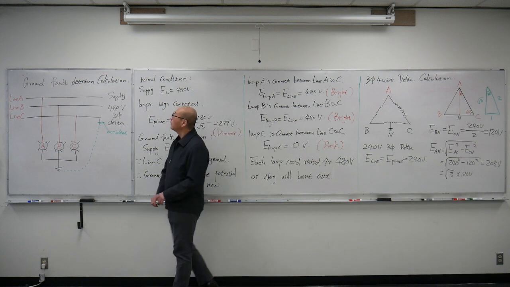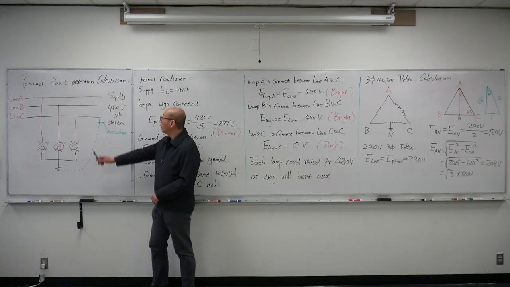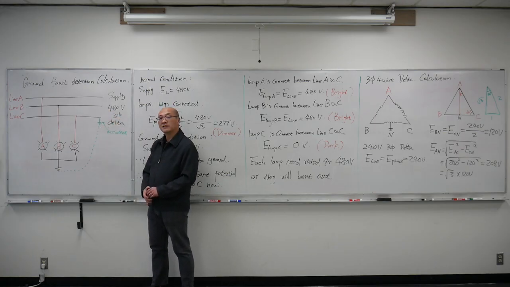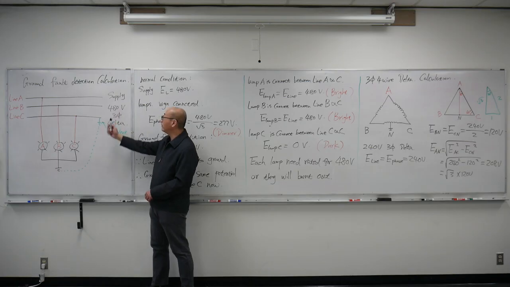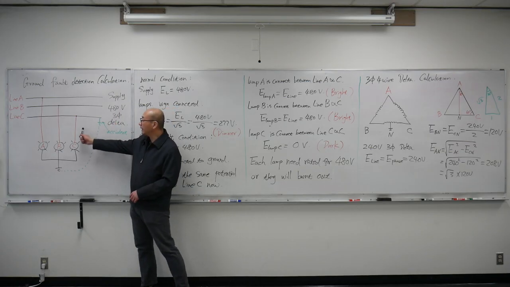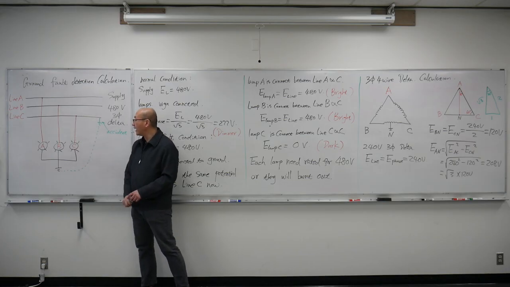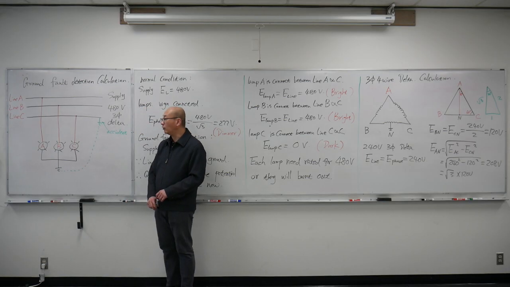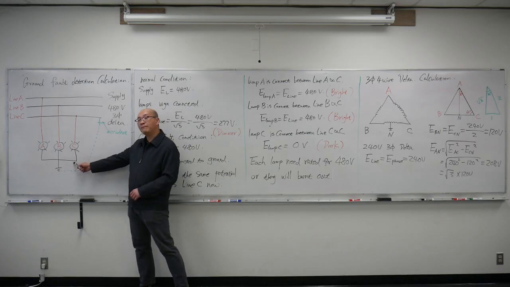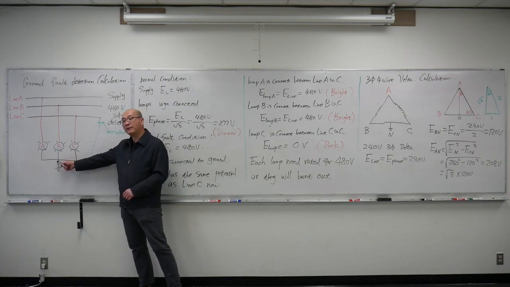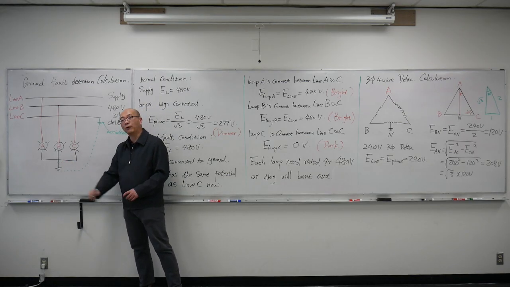Here's a basic ground fault detection system. We have an ungrounded three-phase delta supply system at 480 volts. Then we connect three lamps, one on each of the lines. We connect one terminal of each lamp to a line, and the other terminals of the lamps we connect to a common point, then we ground the common point.